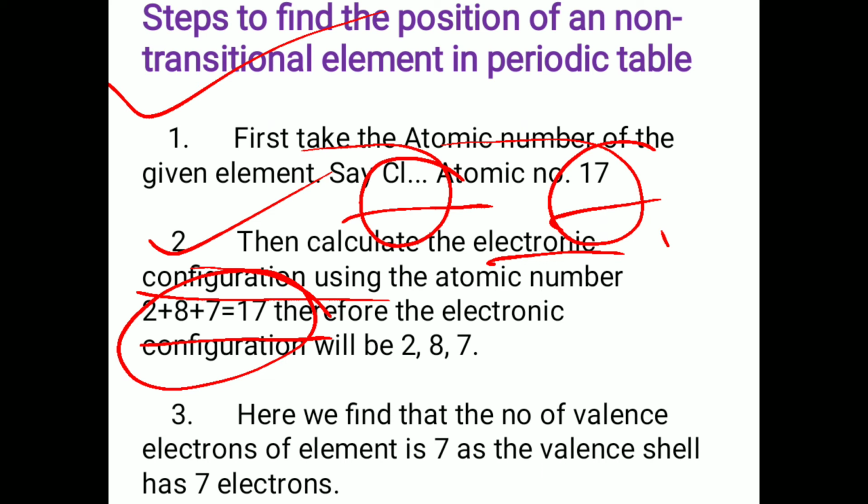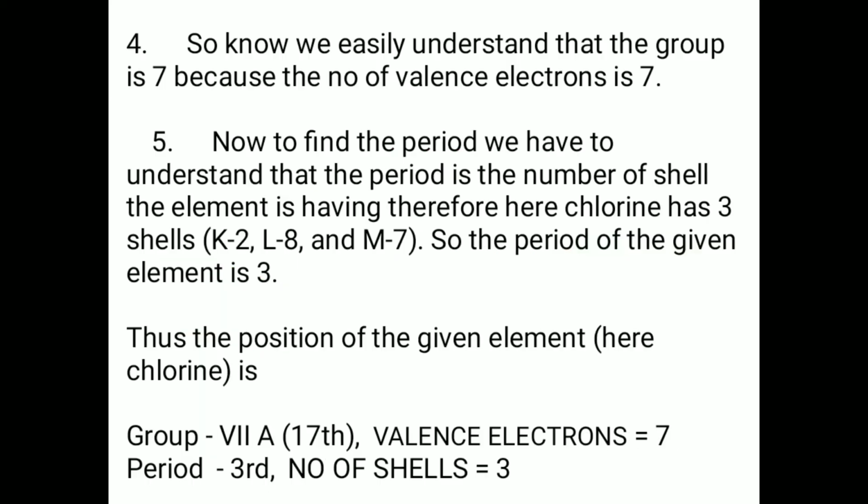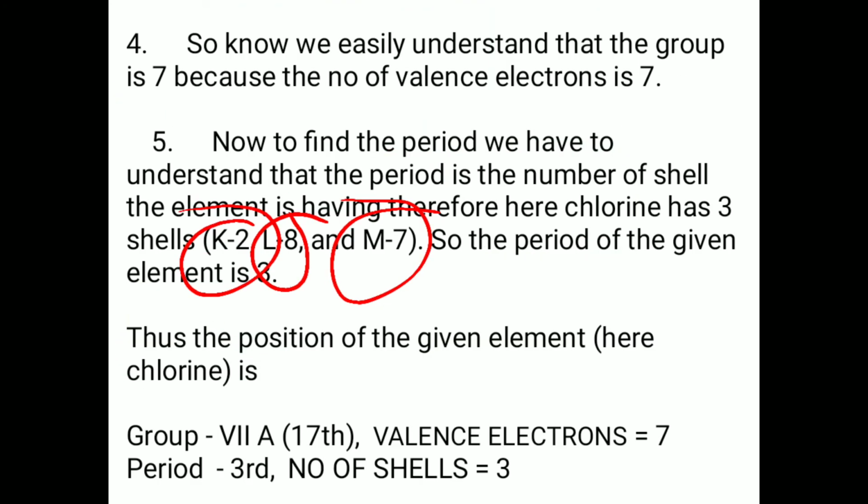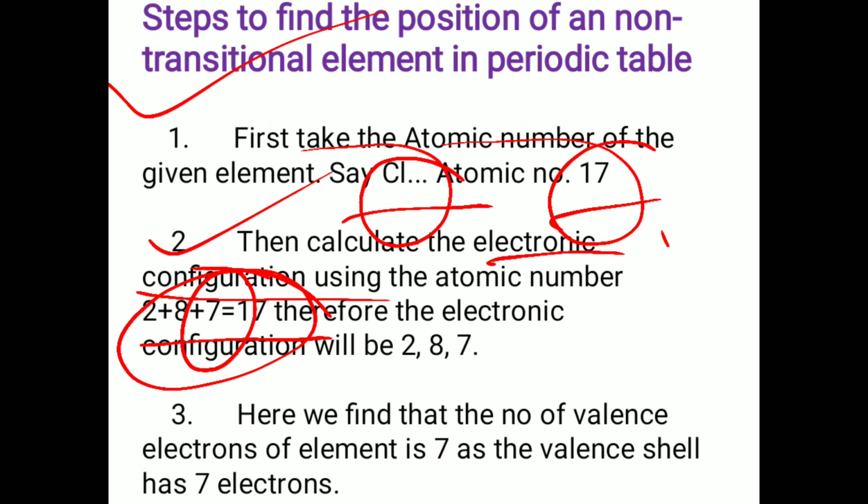The electrons fill the K shell, then L, then M, so there is K2, L8 and M7. There are mainly 3 shells present: the K shell contains 2 electrons, the L shell contains 8 electrons and the M shell contains 7 electrons. So the last shell contains 7 electrons, so the number of valence electrons is 7. We have to know that thing.